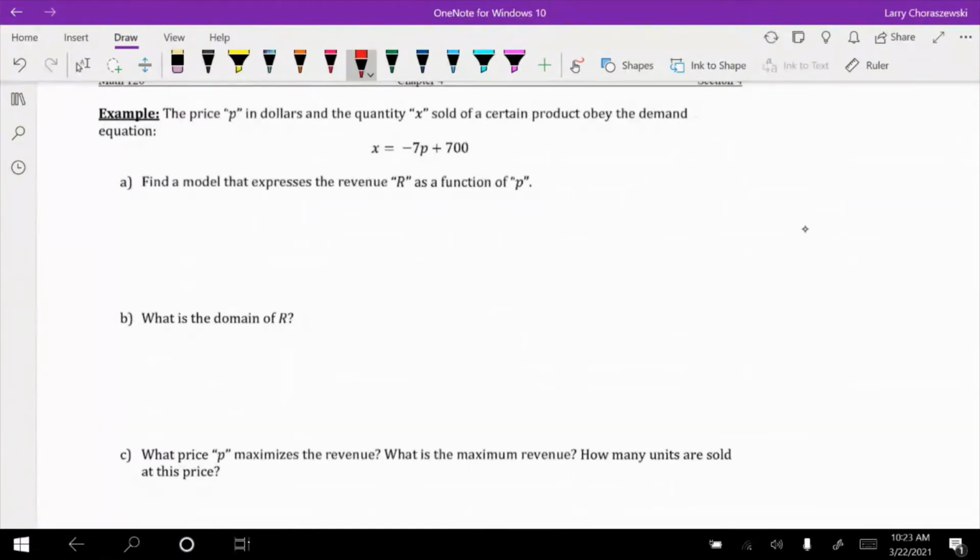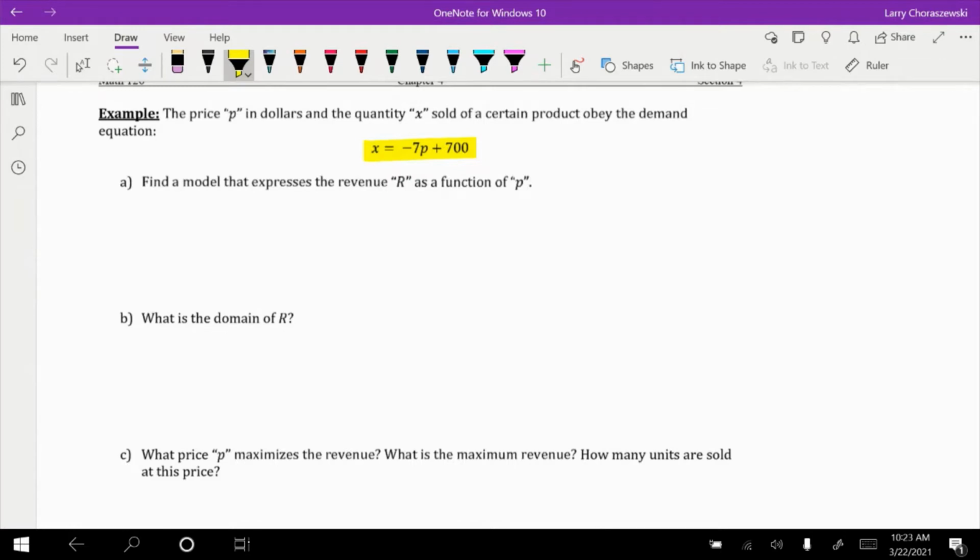Our price P in dollars and quantity x sold obey the demand equation, which you'll notice the roles of x and P are reversed. This time it says x equals negative 7P plus 700. So this is an example of a demand equation where we can figure out how many units we want to sell based on different price amounts. So we can play around with different pricings and figure out how much of the product we would need to sell.